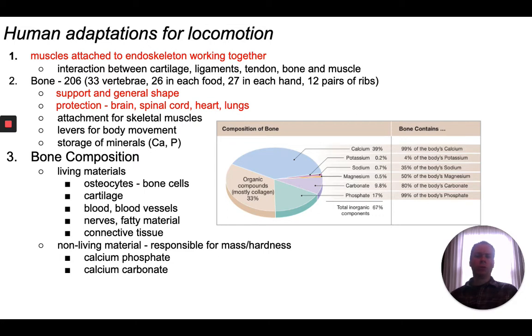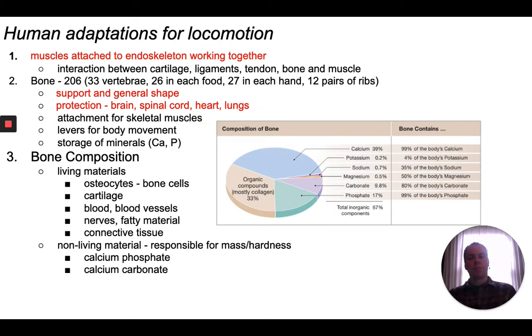They also store minerals such as calcium, potassium, sodium, magnesium, and phosphate. They're stored within the bone material, and you can see this diagram here on the right. Bones are where 99% of the calcium in the body is stored, and various other amounts of these elements. Excess mineral can be stored in the bone, and if we have a lack of minerals in our diet, those minerals can be released from the bone and used by the body.